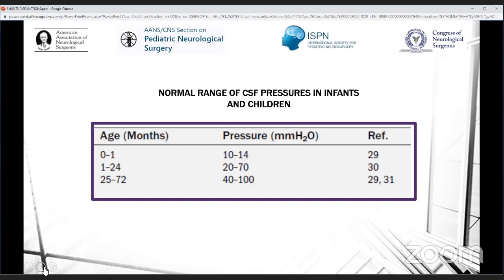I put this because it's very important to know, in infants or children, according to the age, what kind of pressure they are going to have in the cerebrospinal fluid. We're going to use this to decide how to place the shunt or the ventriculoperitoneal shunt. This is very important in this kind of patients.